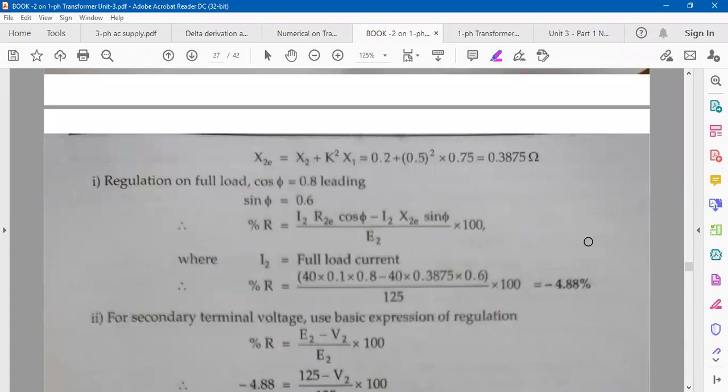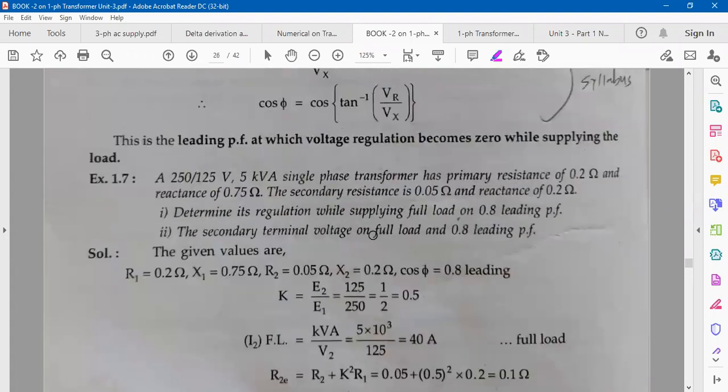Okay. Now what have they asked? The secondary terminal voltage on full load. How much will the secondary terminal voltage be on full load and 0.8 leading power factor?